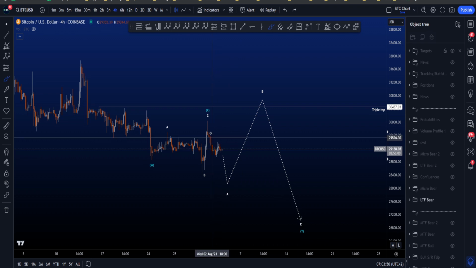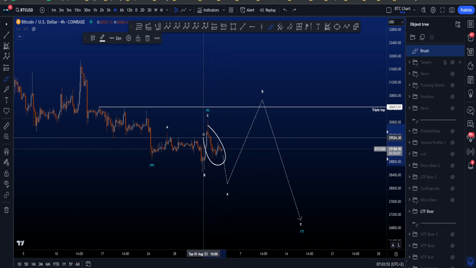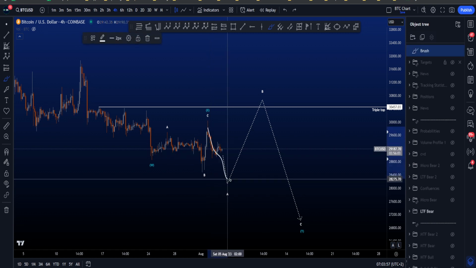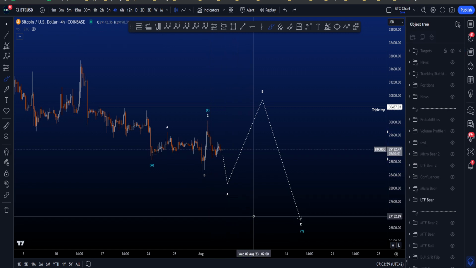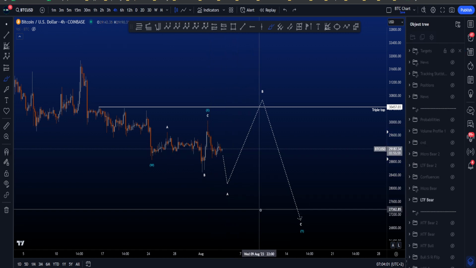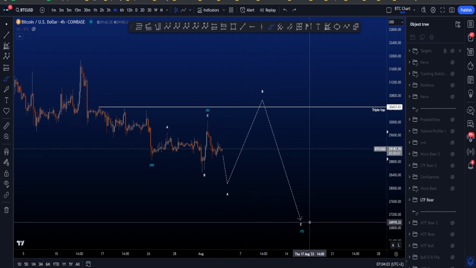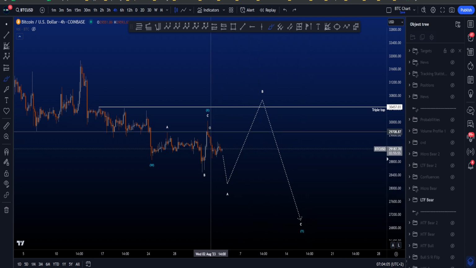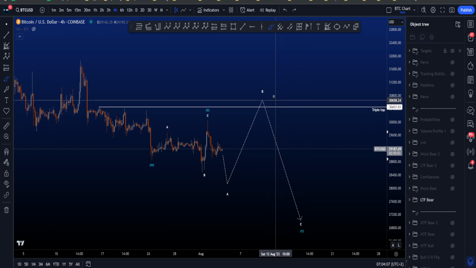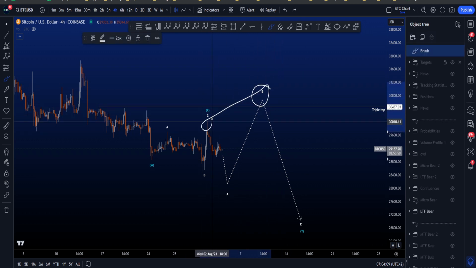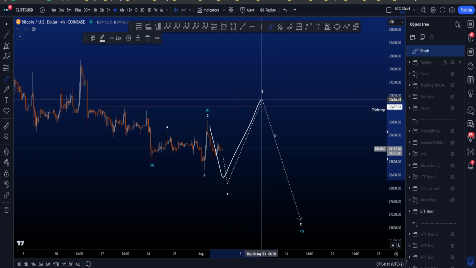in a double zigzag. However, if we look more locally at the structures being formed, which we will do in a second, it doesn't look like an impulse to the downside, so therefore a zigzag is kind of invalidated, and I prefer to look at an expanding flat scenario. If we think about flats, then an expanding flat is the most common, where wave B takes the origin of wave A and then an A, B, C.